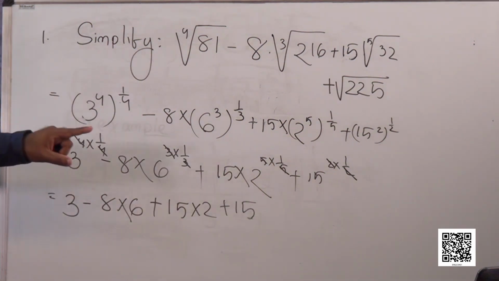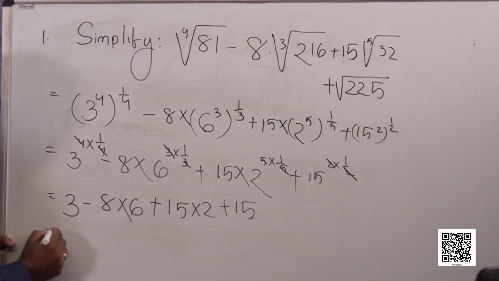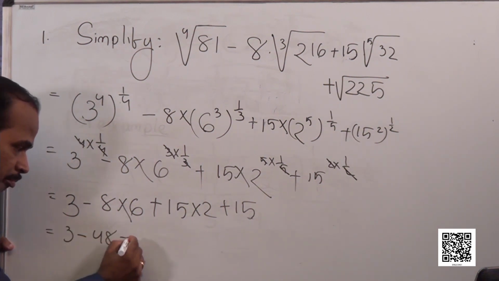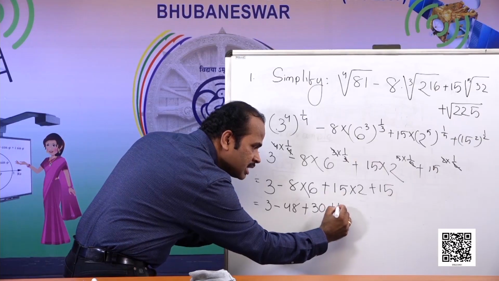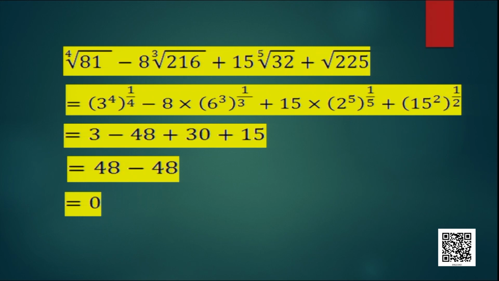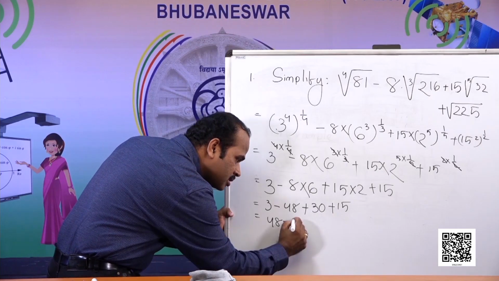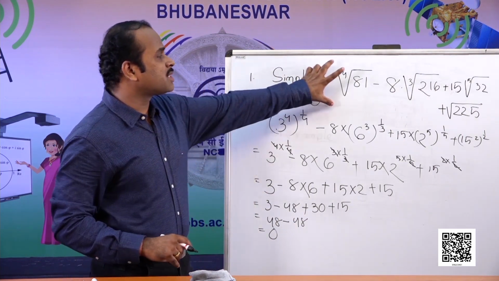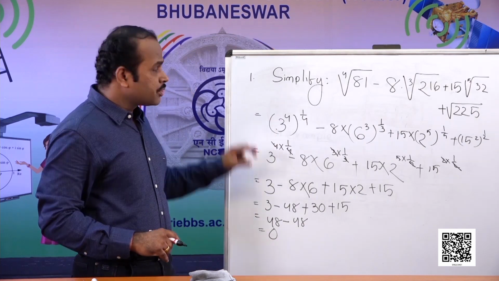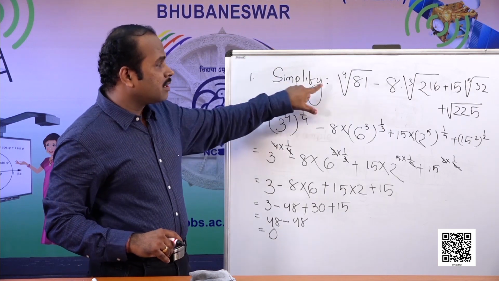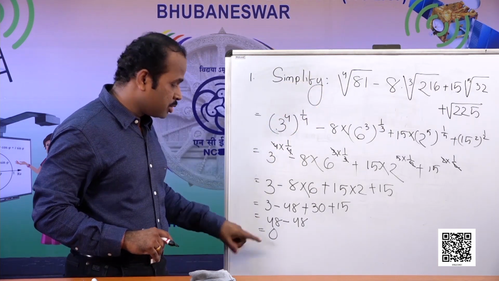Okay, because 15 to the power 1 is there. So finally what I will get here now? So 3 minus 48 plus 30 plus 15. So this gives us 30 plus 15 plus 3. These are plus, so I will write it here as 48 minus 48, and this is equal to 0. So I have started with this expression and I reached 0. So simplifying all this expression by using laws of exponents, I find this expression's answer becomes 0.